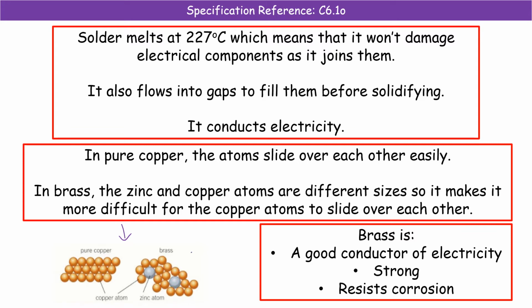When we then compare that with the structure of brass, we can see these zinc atoms interspersed with the copper. Then what we've actually done there is it's kind of changed the arrangement. Because those zinc atoms are larger than the copper ones, they're not all sitting in these lovely neat rows, which means it's going to be much harder for the atoms to slide over each other. So that makes brass much stronger than copper on its own. Brass is also a good conductor of electricity and it will resist corrosion very well.